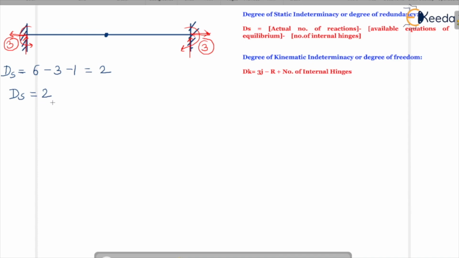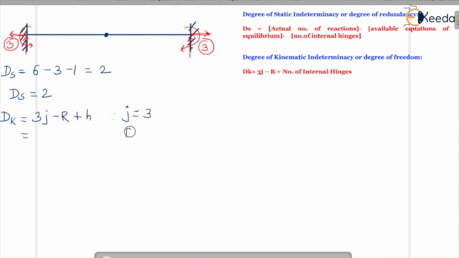Now let us see the kinematic indeterminacy for this beam. The formula we are going to use is dk equals 3j minus r plus the number of internal hinges. Let us call the internal hinge h. How many joints are there now? For this particular beam, the joints are 1, 2 and 3. There are a total of 3 joints.